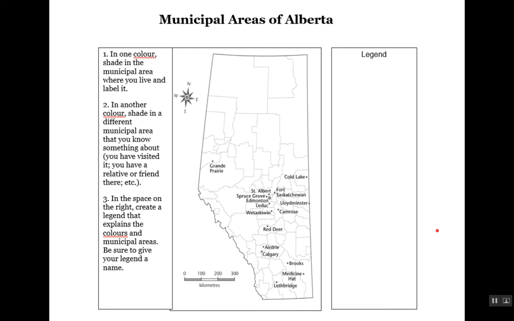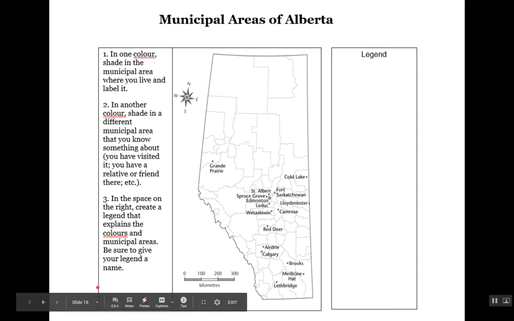Okay. This is the municipal areas of Alberta, and this is actually an assignment. So you can print this slide out, or you can just do this right on your screen. In one color, shade in the municipality where you live and label it. In another color, shade in a different municipality area that you know something about. You have visited it, you have a relative or friend there, etc. Finally, in the space on the right, create a legend that explains the colors and municipal areas. Be sure to give your legend a name.